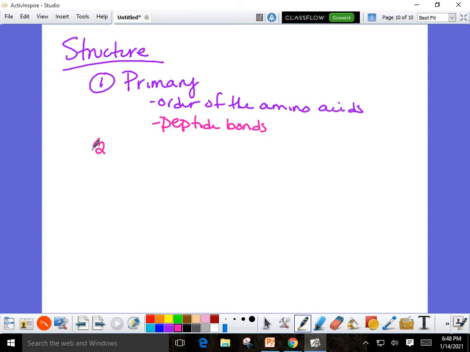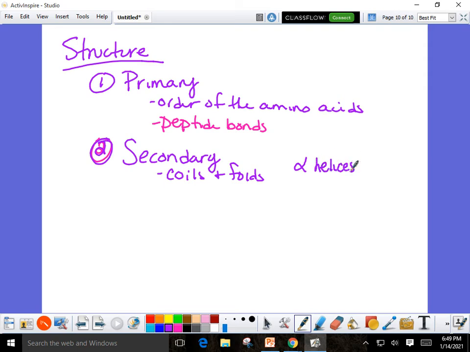All right, second level of structure is secondary. They didn't get super creative with their levels of structure, which is good. Less to remember. These are coils and folds, and there are 2 types, the 2 major ones. What we call alpha helices, or alpha helix, and again, it looks like a spring. So it's when the protein primary structure kind of coils up on itself.